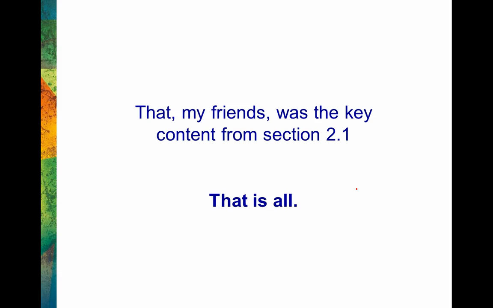That's it. That's all the key stuff from section 2.1. When we get together next time, we'll talk about the next section in Chapter 2. For now, that is all.